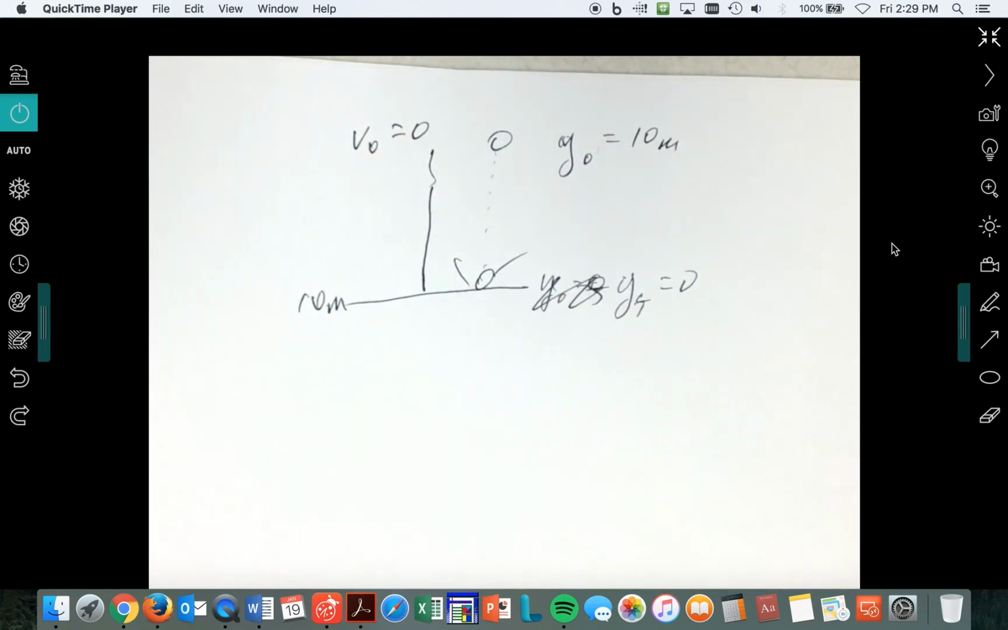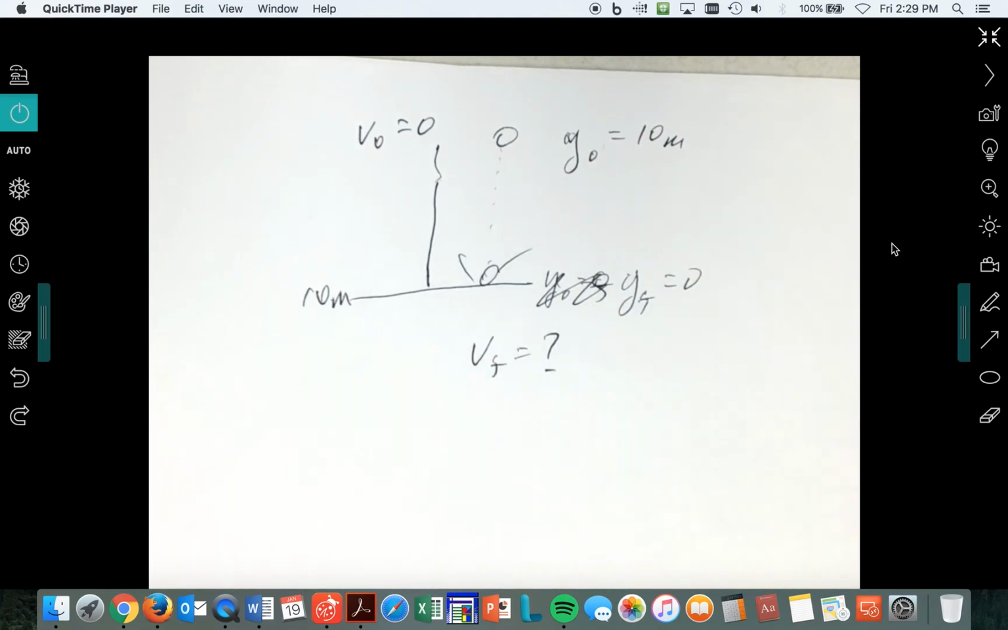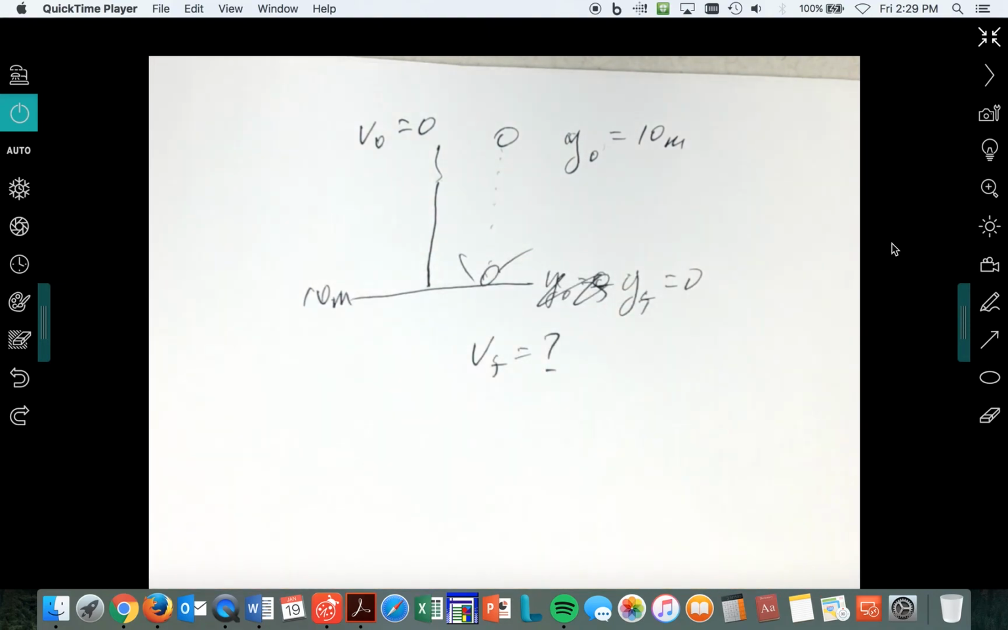It hits the ground. What's its final velocity when it hits the ground? It is not 0. If it was 0, that would be after the collision, maybe a hundredth of a second later, when it comes to a complete rest. But when it hits, the final velocity is not 0, so we'll have to calculate that.